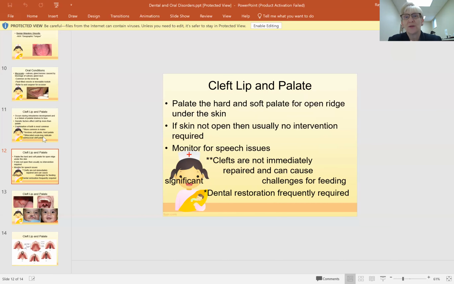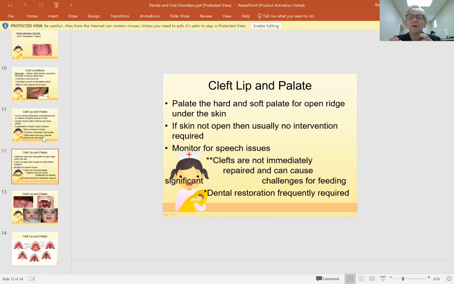Unless it gets to the point that they're having so much trouble feeding that they go ahead and do something. Sometimes it's temporary, and sometimes these have to be done in stages as the child grows. And dental restoration is frequently required in these kids. Some of them are very minor, so that you can't hardly tell that they've had anything, and some are very extensive. But usually there's a speech issue with this, even if it's minor, and these kids are going to be in speech therapy.